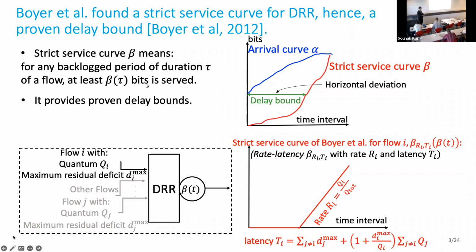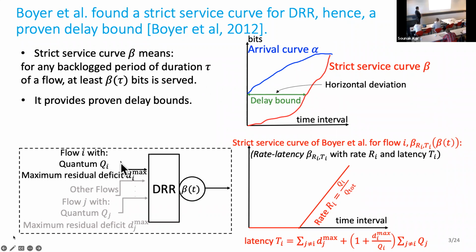But why do we care about strict service curves? Because they provide proven delay bounds, and here I explain how. If for a flow we know an arrival curve alpha, as well as a strict service curve beta, then we could find a valid delay bound by finding the horizontal deviation between these two curves, the longest horizontal line that we could draw between these two curves.